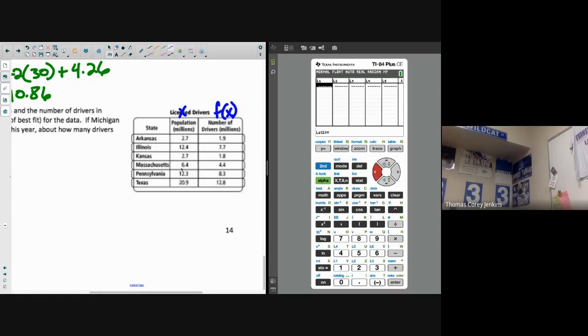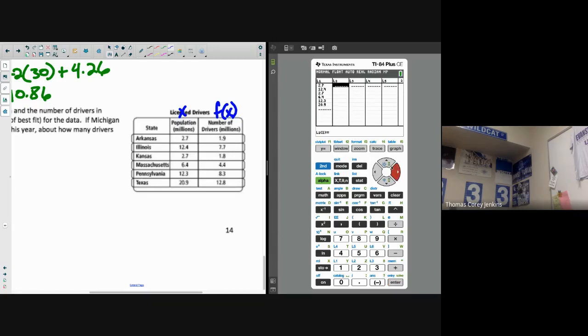My inputs need to go down L1, right? So Arkansas is 2.7. Illinois is 12.4, and that's just overall population. 2.7, 6.4, and so on. So I'll leave that up for a second. I know you guys can't really see those numbers on my screen, so if you're trying to keep up, you probably can't see them at all. I don't know. Maybe you can.